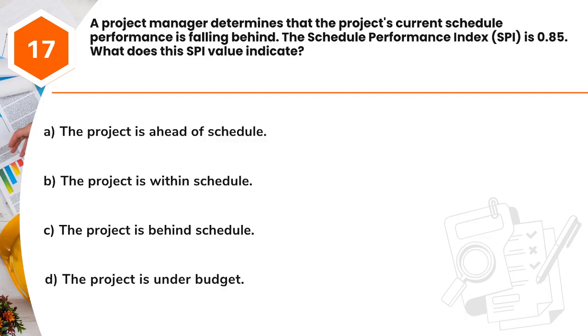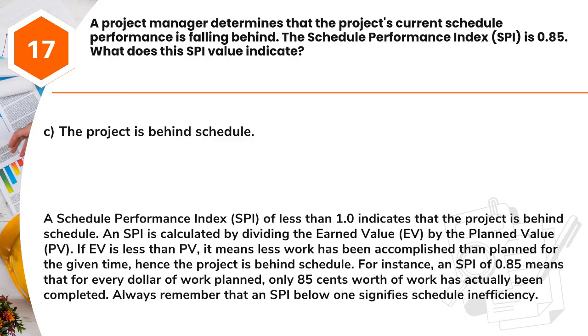Answer: C. The project is behind schedule. A Schedule Performance Index, SPI, of less than 1.0 indicates that the project is behind schedule. SPI is calculated by dividing the earned value, EV, by the planned value, PV. If EV is less than PV, it means less work has been accomplished than planned for the given time, hence the project is behind schedule.